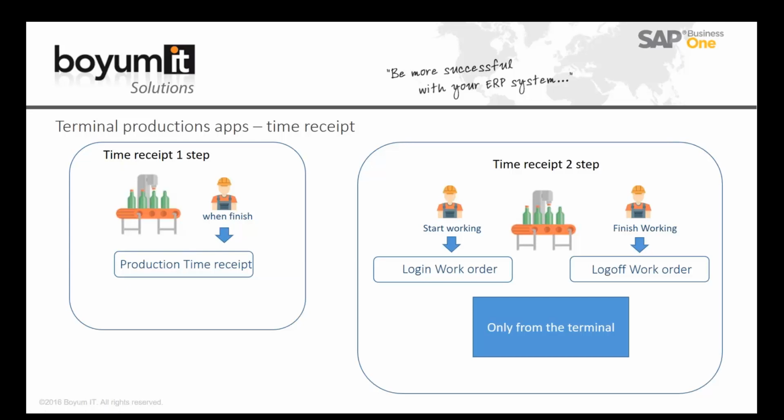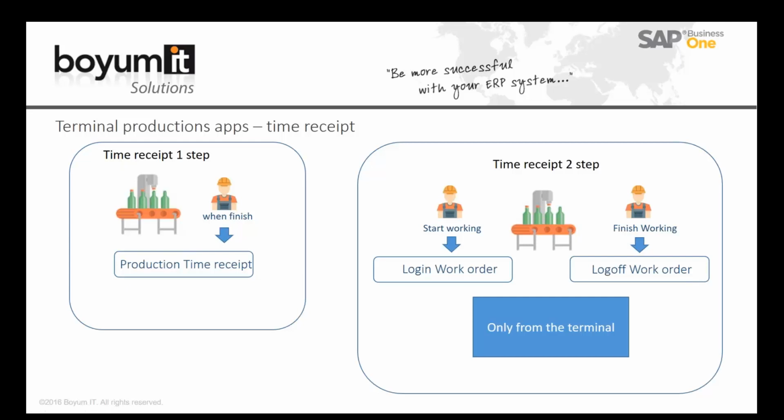And the other way is to report the time receipt in 2 steps. In this case, if we do it in 2 steps, it is because at the moment we start the activity, at the moment we start a work order, we say login work order. We tell the system, I'm working in this operation. And when we finish the activity, we say finish these operations. So log off work order.